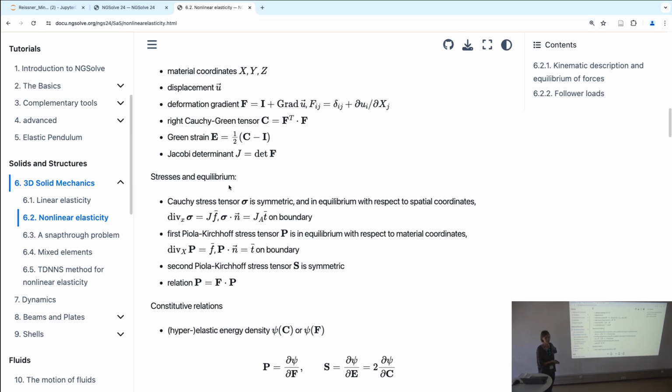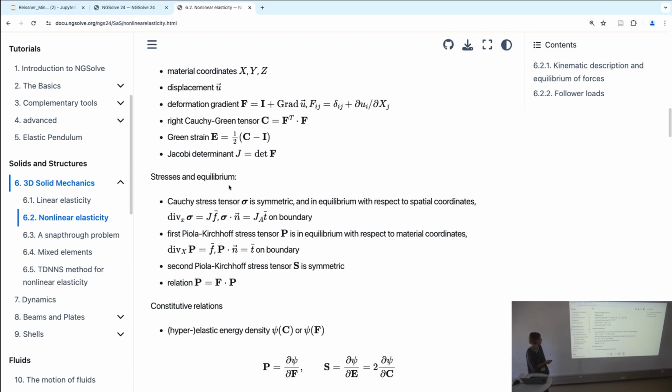Then we have a number of different stress tensors in elasticity. The Cauchy stress tensor, which is relevant if you want to have equilibrium in the deformed configuration, so in the state you are in now. The first Piola-Kirchhoff stress tensor, which is in equilibrium with respect to the reference configuration, so with respect to the stress-free configuration, in which you have your finite element mesh and in which you do the computations. That one is not symmetric. The Cauchy stress tensor is symmetric.